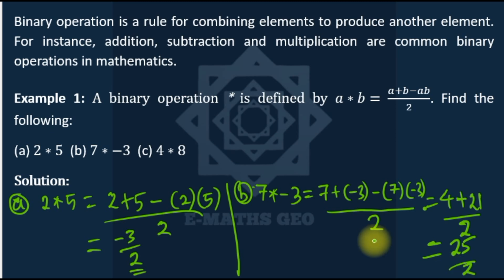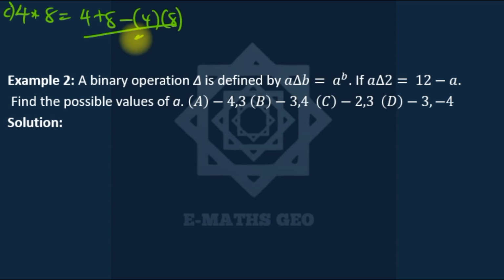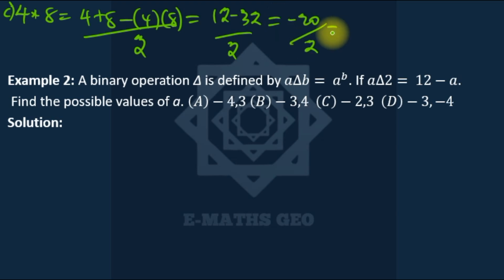So let's look at the last one. We have 4 asterisk 8. That's the C. The last one is now 4 plus 8 minus 4 times 8 over 2. So I have 12 minus 32 over 2. So this is 12 minus 32 is minus 20 over 2. So we have minus 10. So that's it.